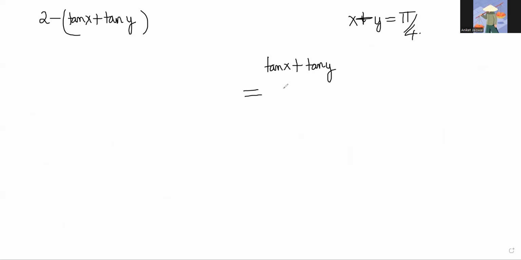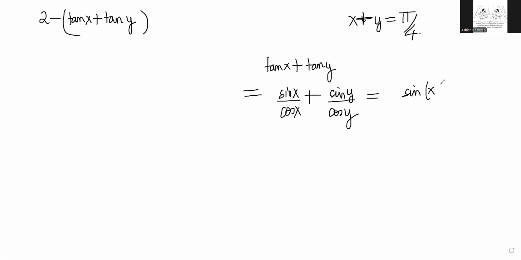So tan X plus tan Y is equal to sin X by cos X plus sin Y by cos Y, and that will become sine of X plus Y by cos X cos Y. And X plus Y is 45 degrees, so that gives 1/√2. Cos X cos Y is there.